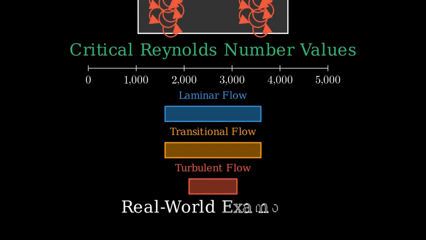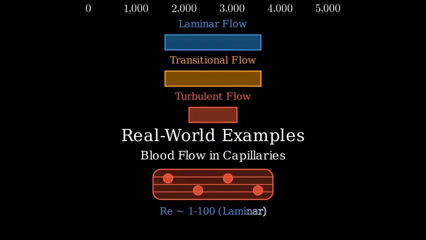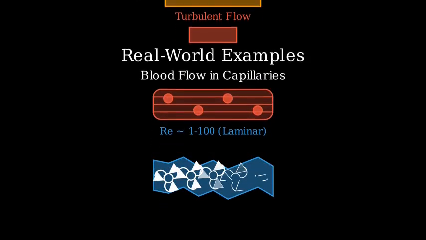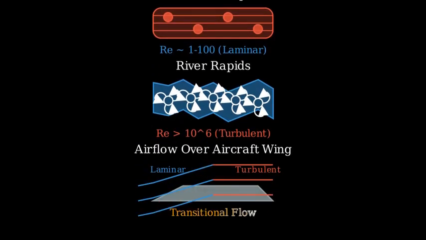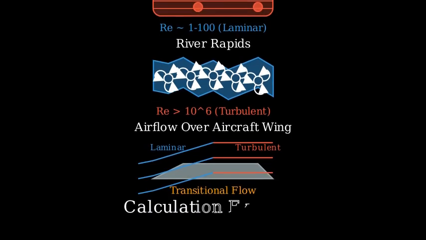Let's look at some real-world examples to better understand these concepts. Blood flow in capillaries has a Reynolds number between 1 and 100, making it laminar flow. This is crucial for efficient oxygen delivery to tissues. River rapids, on the other hand, have Reynolds numbers well above 10 to the power of 6, resulting in highly turbulent flow. Airflow over an aircraft wing transitions from laminar to turbulent as it moves from the leading edge to the trailing edge.